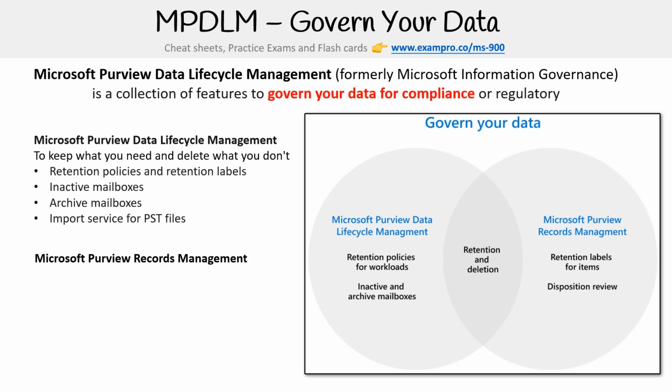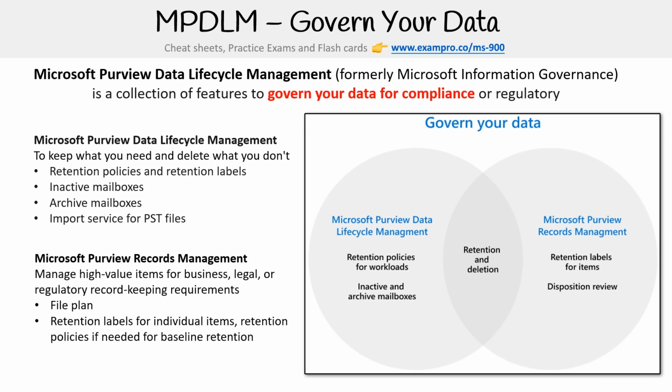And for Microsoft Purview Records Management, it manages high-value items for business, legal, or regulatory record-keeping requirements. You have file plan, retention labels for individual items, retention policies if needed for baseline retention, and disposition review and proof of disposition. So those are the 4 domains in Microsoft Purview Information Protection. Govern your data is not technically part of it as it's in the data lifecycle and records section, but I included it anyways.